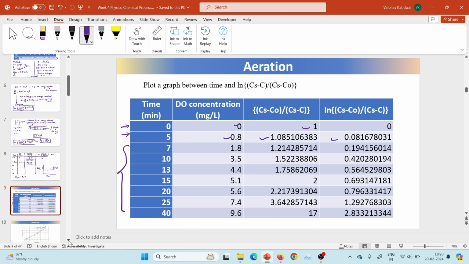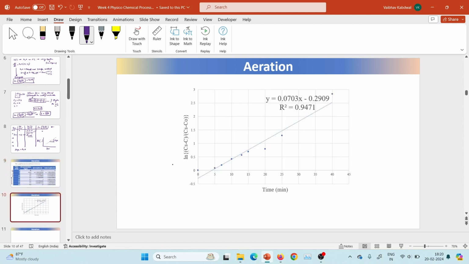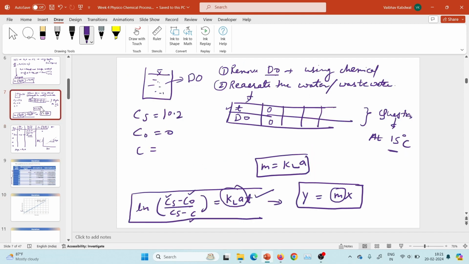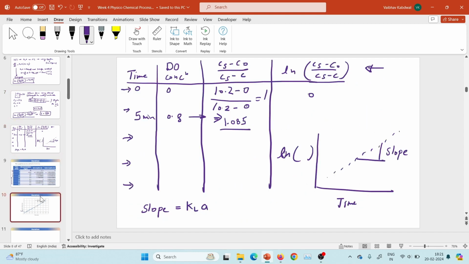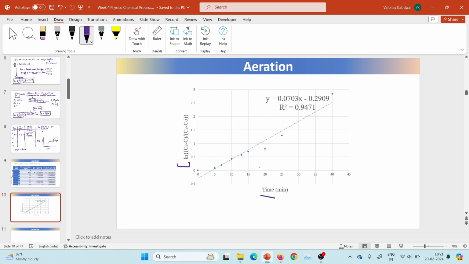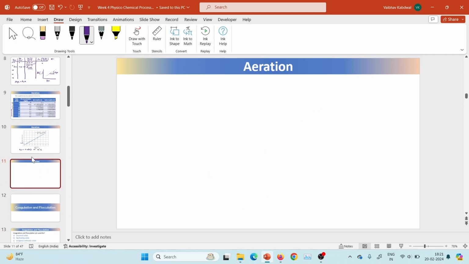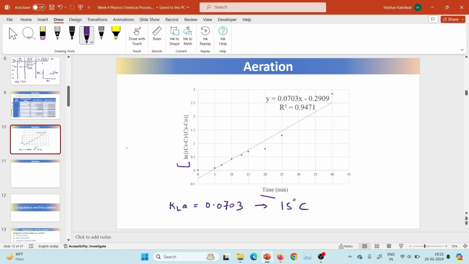If you plot the graph, it will look like this. The graph will be plotted between ln of (Cs minus C naught) divided by (Cs minus C) and time, and then we will get the slope, meaning the KLA value, as 0.0703. So this value is at 15 degrees Celsius.